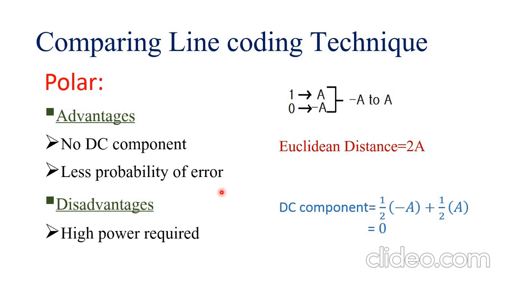The reason is the Euclidean distance is twice A. The probability of error is less because the Euclidean distance is twice A, and the DC component of polar is 0, and it has high power requirement, but the probability of error is less.